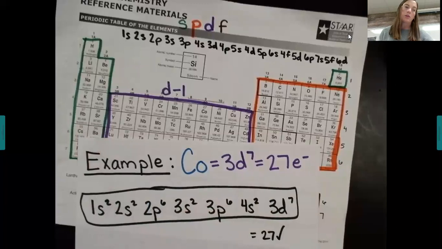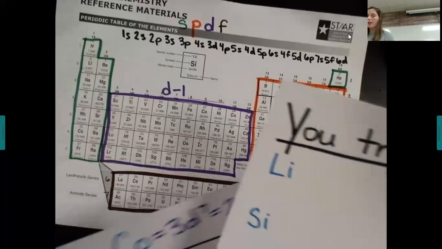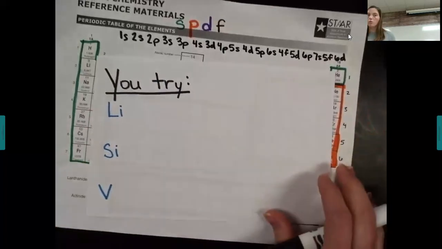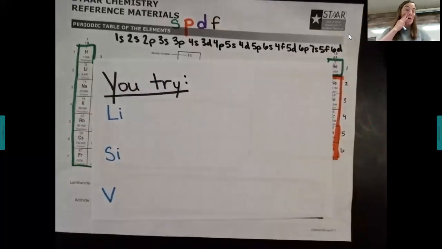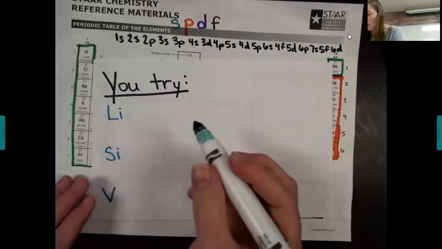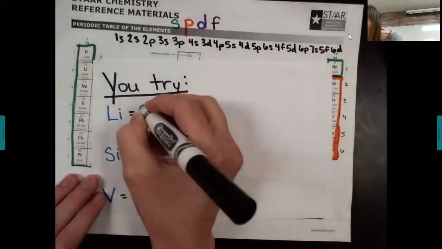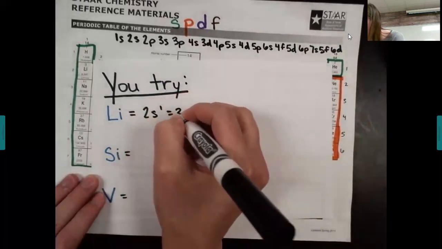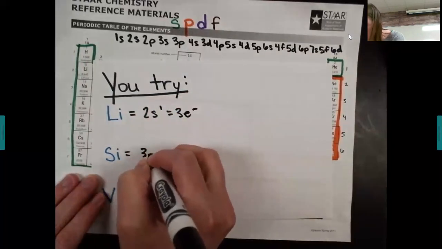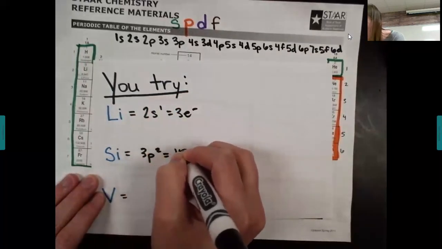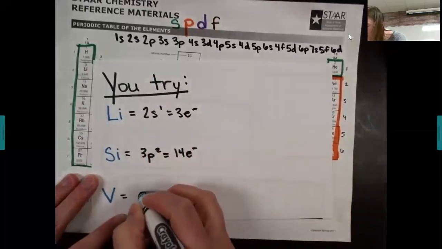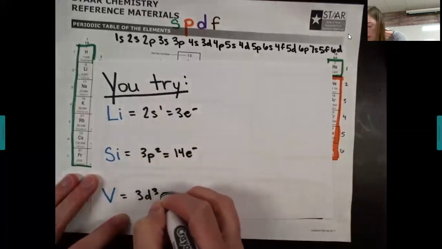All right, again, we're doing the same problems that we did for orbital diagrams, but now we're writing out the electron configuration. So on your own, go ahead and try lithium, silicon, and vanadium. Hopefully you've paused the video, and now I am just filling in the answers.